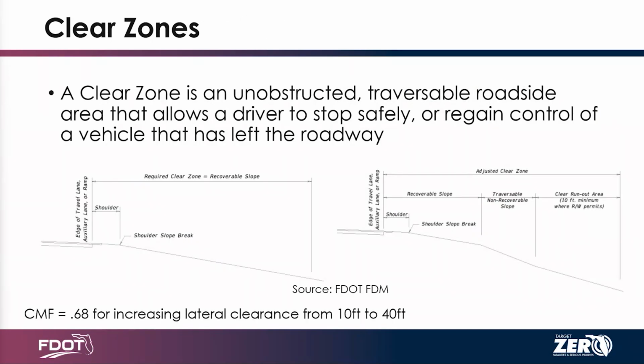And then we have clear zone. Your clear zone is an unobstructed, traversable roadside area that allows the driver to stop safely or regain control of a vehicle that has left the roadway. Ideally, you don't want any objects in your clear zone. There are different clear zone requirements depending on the type of roadway and the speed. Those are all part of the FDM to help you make those decisions. But by providing a sufficient clear zone, or even increasing the clear zone from 10 feet to 40 feet, you can see a safety benefit and a crash reduction of 32%.